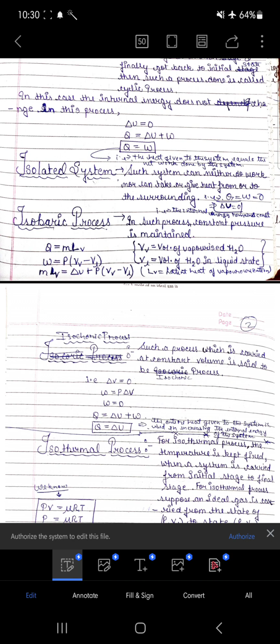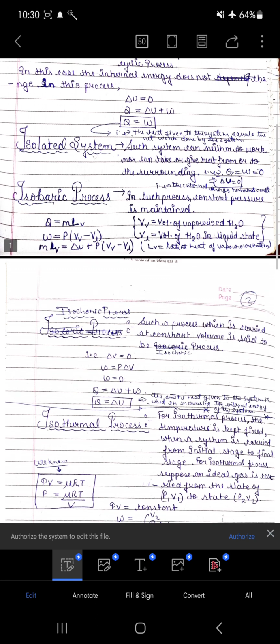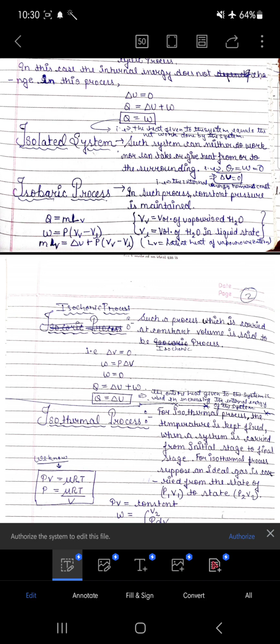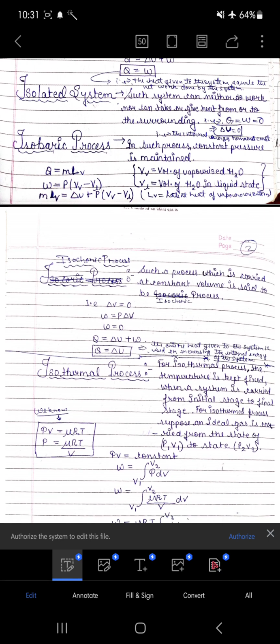So here we talk about the isochoric process. In this case we can say that the isochoric process is carried out at constant volume. So delta V, or the change in the volume, will be equal to 0. So work done will also be 0, because it is P into delta V. Then we use the first law of thermodynamics, that is Q is equal to delta U plus W. According to that, when W is equal to 0, Q will be equal to delta U. That means the entire heat that we are giving to the system is used to increase the internal energy. So this is the condition of the isochoric process.